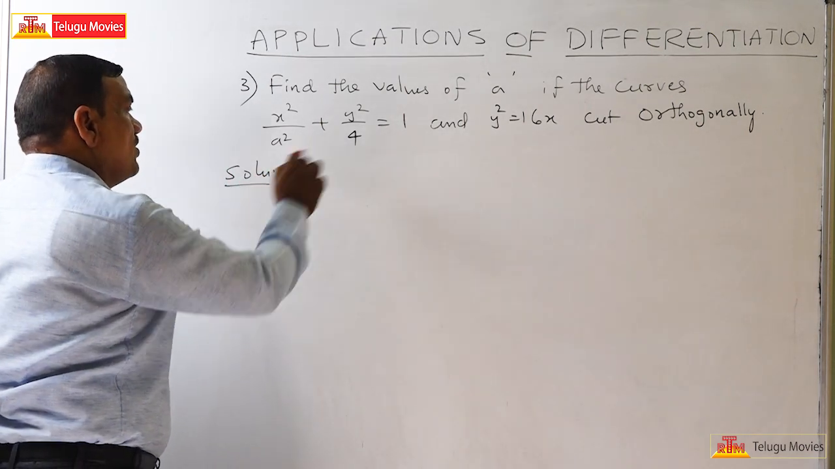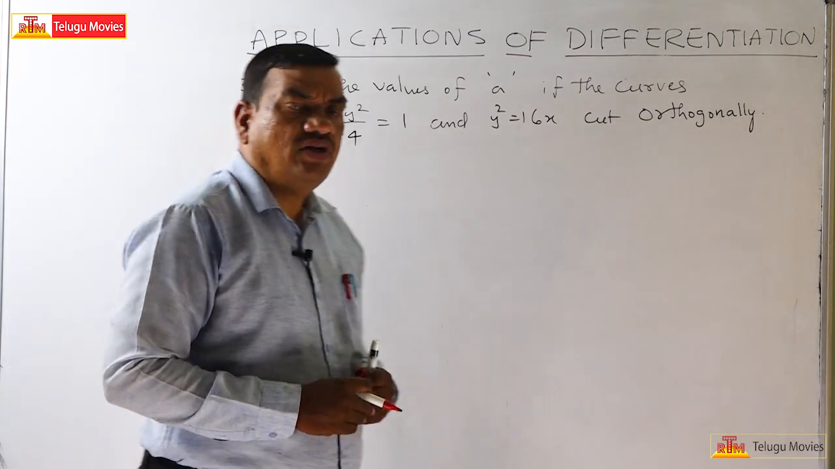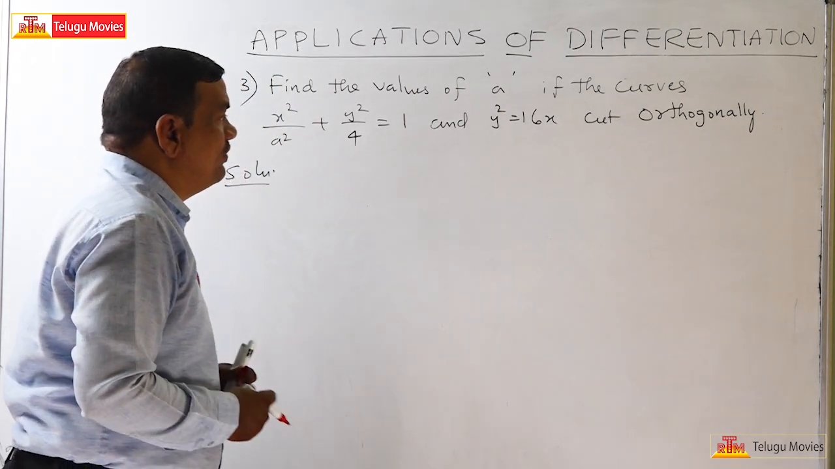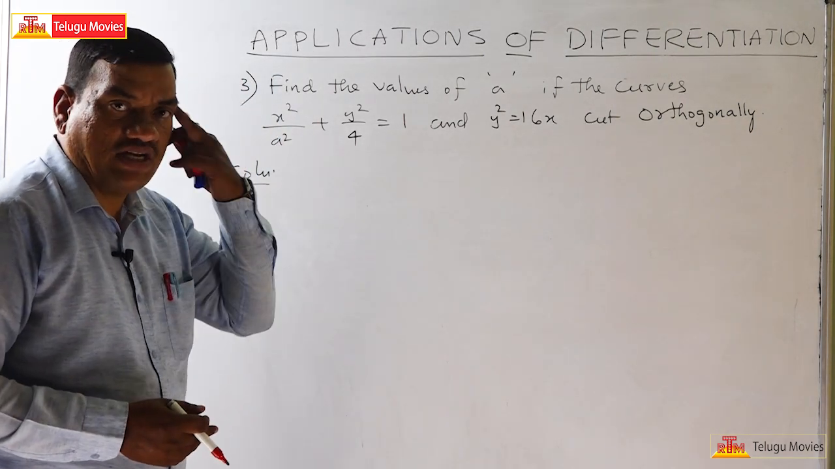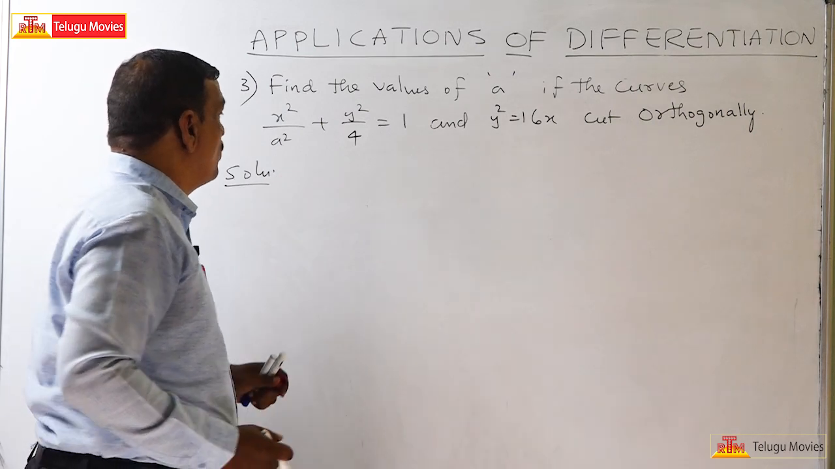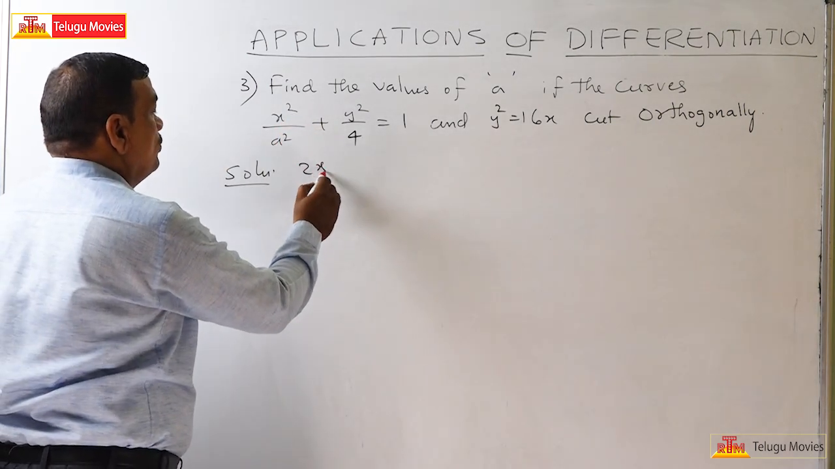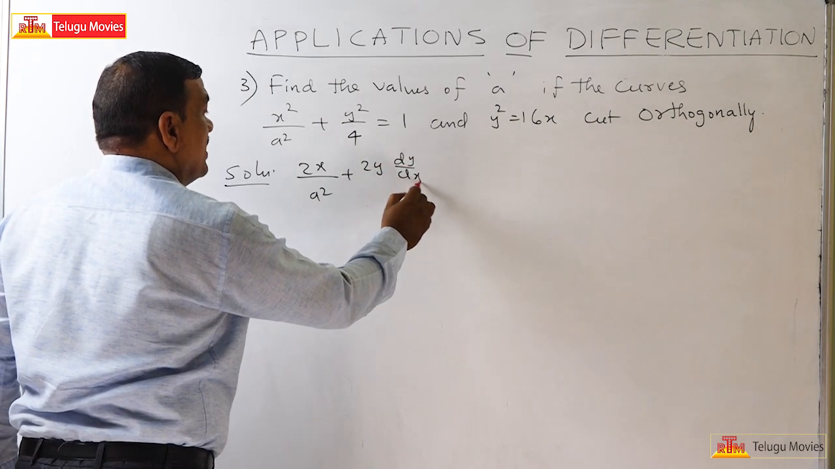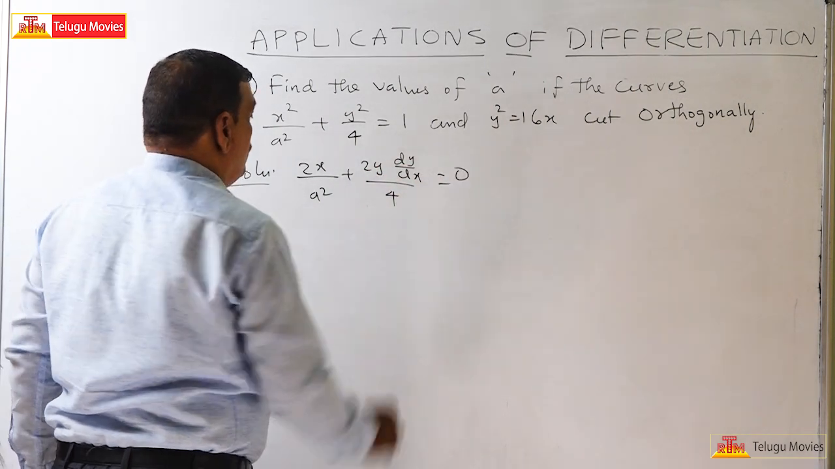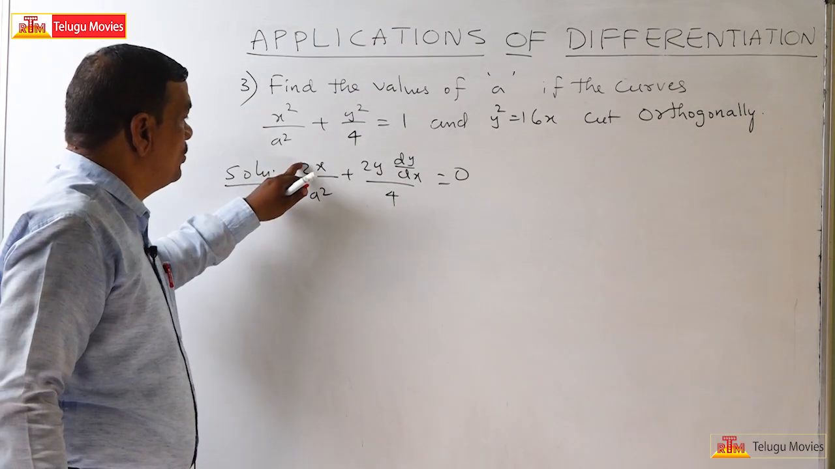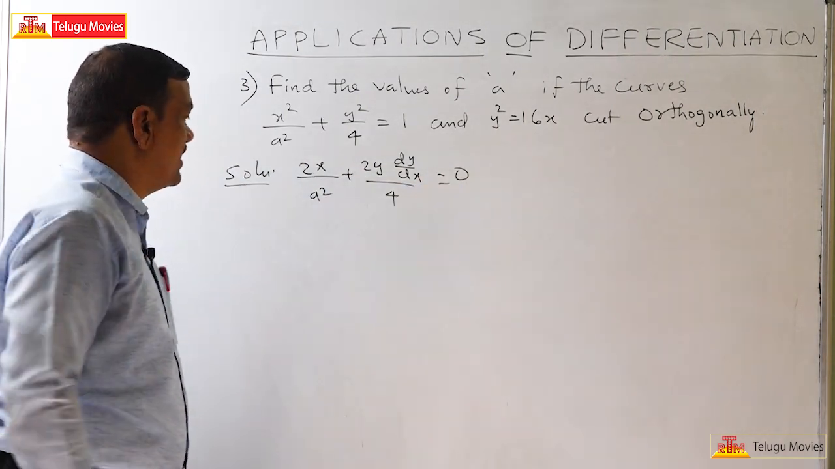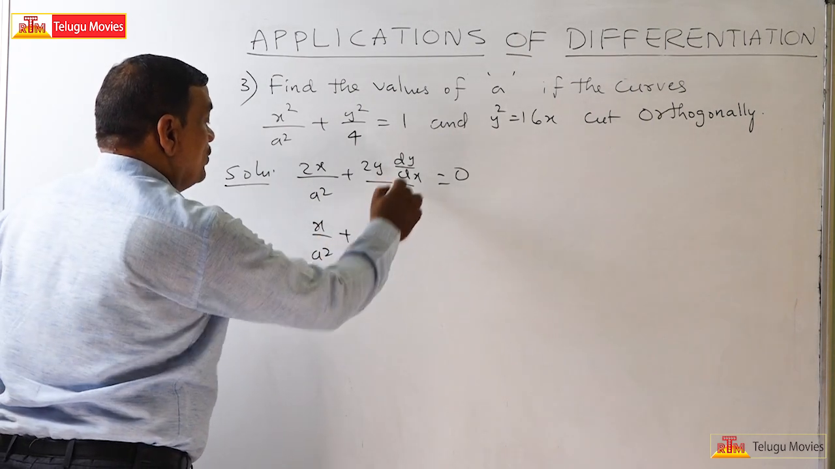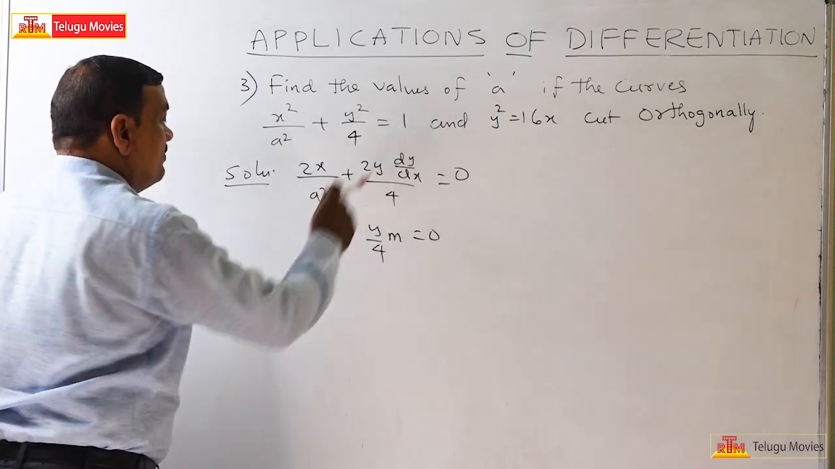So, let their point of intersection be x1, y1. No need to find out any point of intersection here. Directly we can call the point of intersection x1, y1. Find the derivative of this function. So this is equal to 2x by a square plus 2y into dy by dx by 4 is equal to 0. Okay, now. Here the 2s you can cancel: x by a square plus y by 4 into, you can call it m, no problem, this dy by dx.